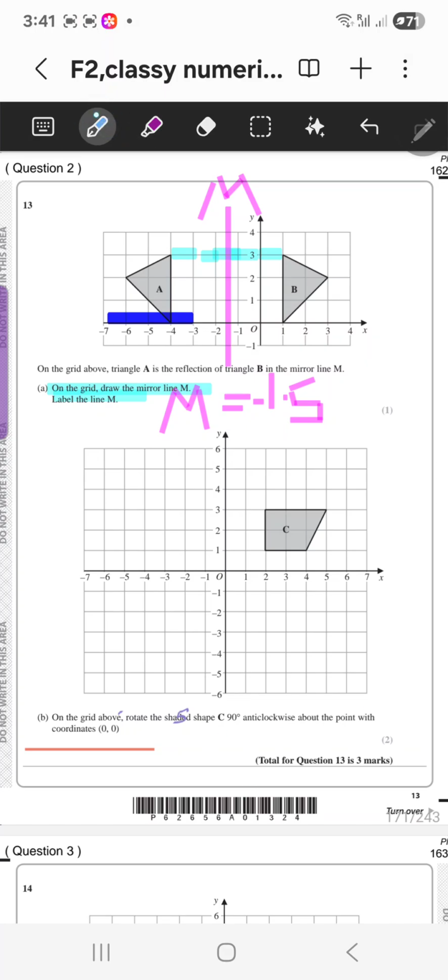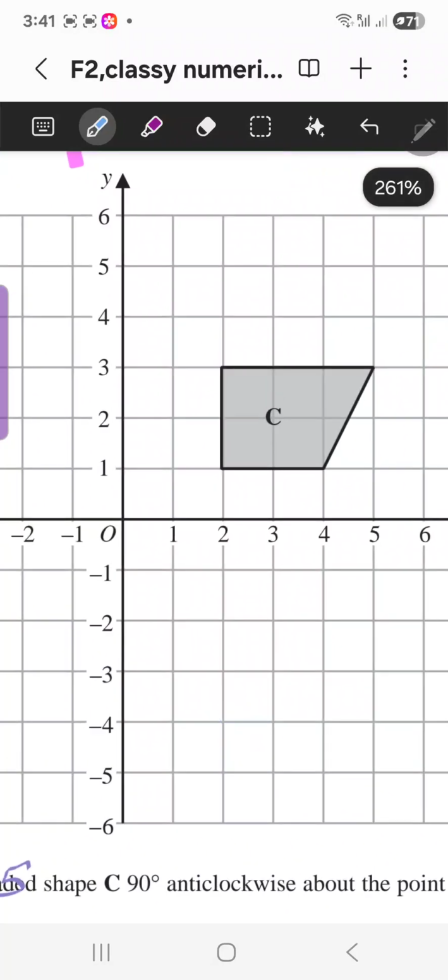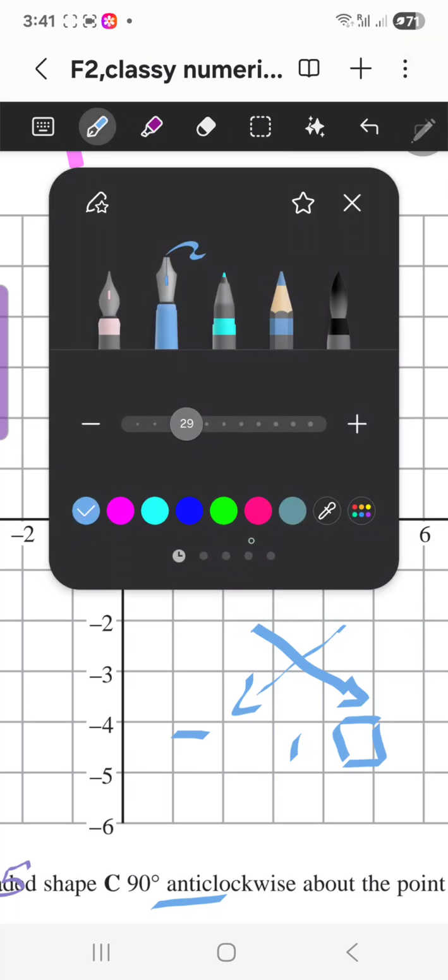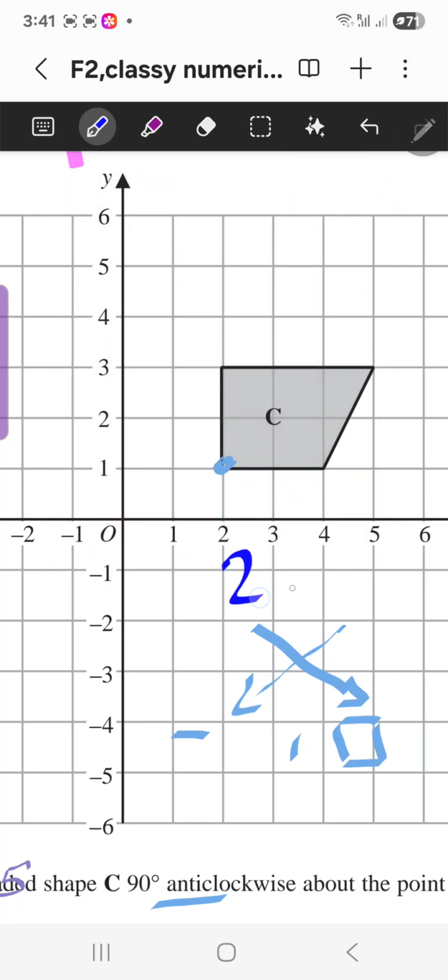Okay. And in this question, on the grid above, rotate it 90 degrees around the origin. And for your hint, on rotation 90 degrees anti-clockwise, we have x and y. We change the x and y places and put the negative here. For example, here the point is 2 and 1, 2 on the x-axis and 1 on the y-axis. So we make it negative 1 and 2.